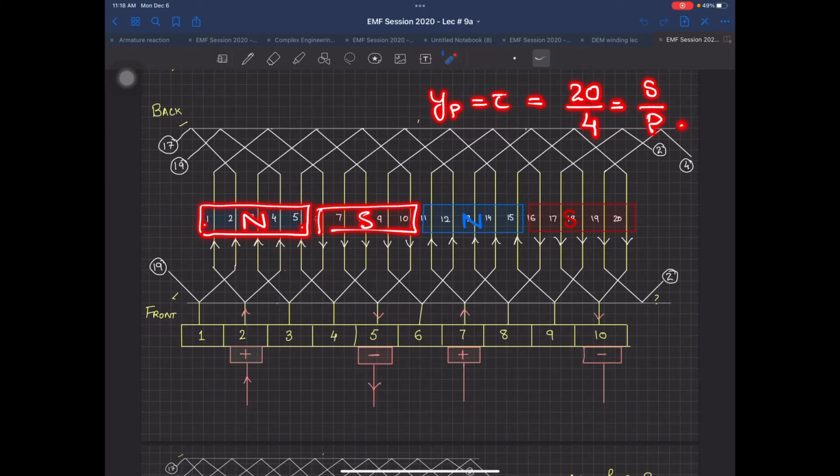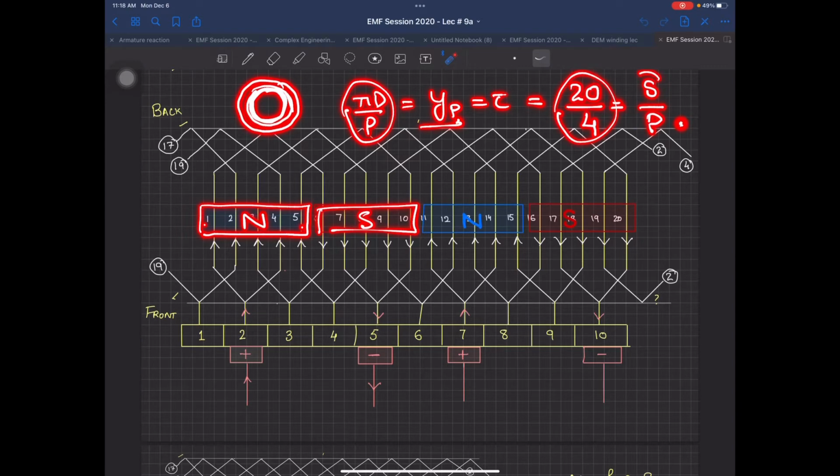In the induction motor it was not like this; there we used pi D by P per pole. That was in millimeters. Now I am measuring every distance in terms of number of slots. That was equal to pi D by P. What was pi D? Pi D was the circumference of the bore diameter, this diameter at the outside, and you divided it by P, you got YP over there. So in our case, because we are talking about windings now, I am not talking in some dimensional parameters of the winding. I am talking in terms of number of slots. So this means number of slots here is 20. So I am going to divide it by number of poles.